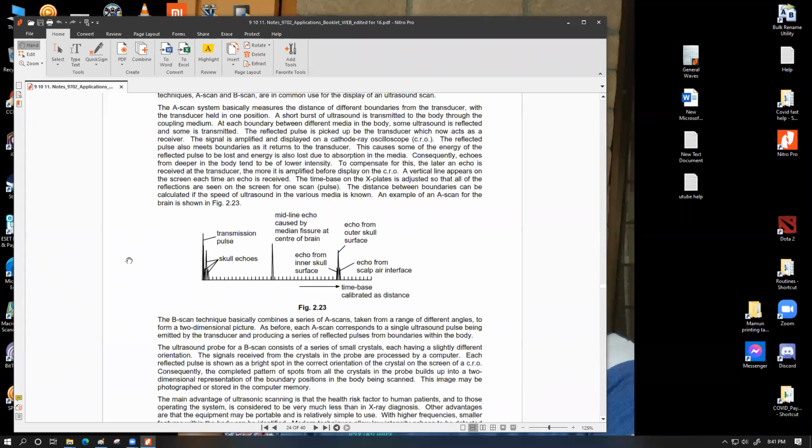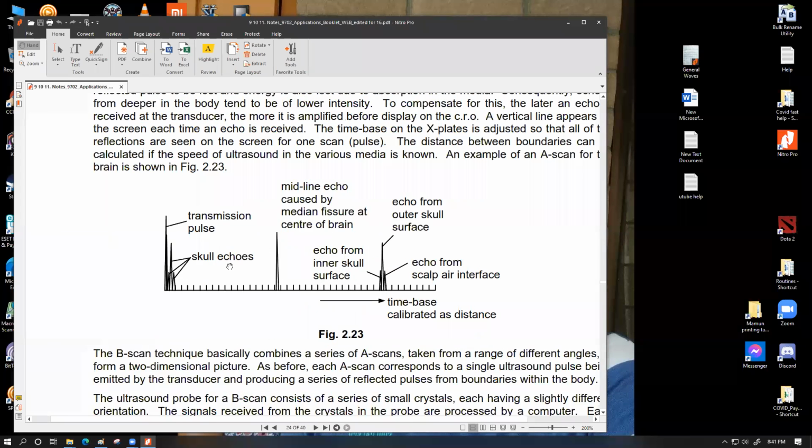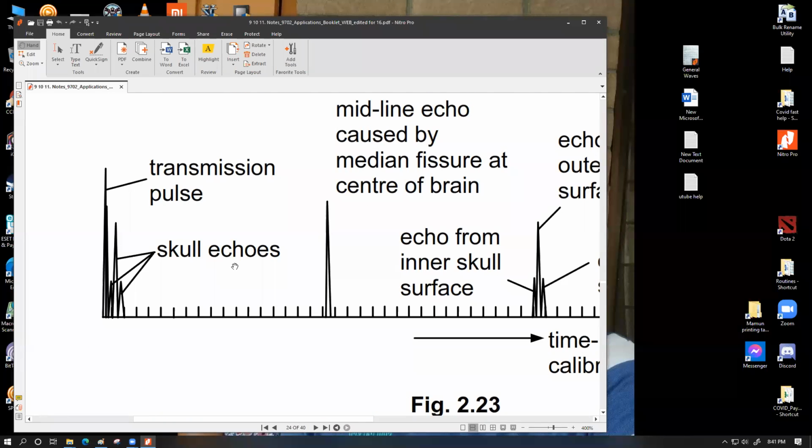So what is happening over here is that this is actually a linear representation of the intensity that is detected by the ultrasound probe when it is sent from one side of the head and as it travels through the head and eventually bounces off. What you should be seeing is that initially, at the very left of this figure, let me zoom in a little bit, at the very left, we have a really large spike.